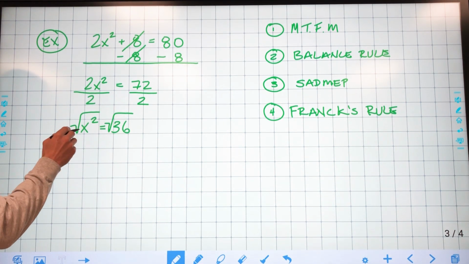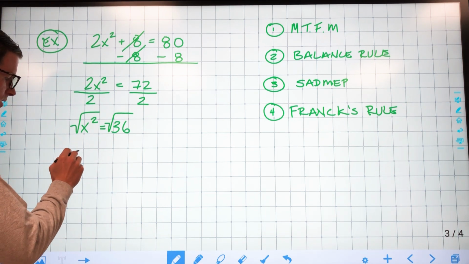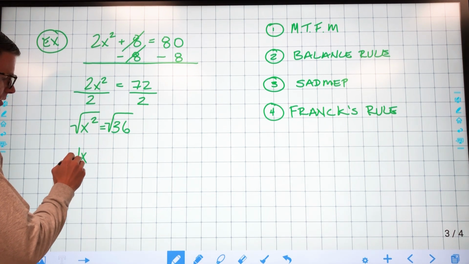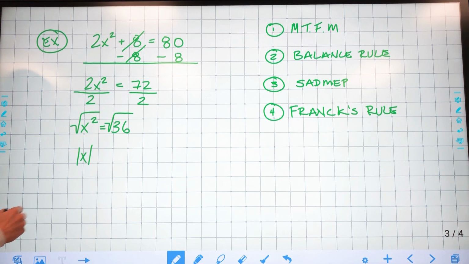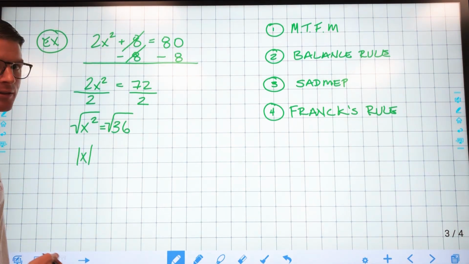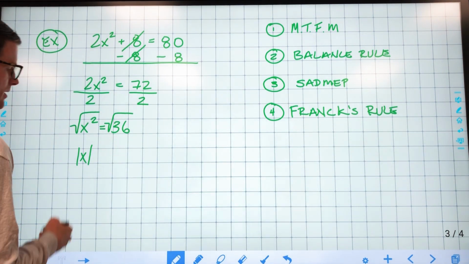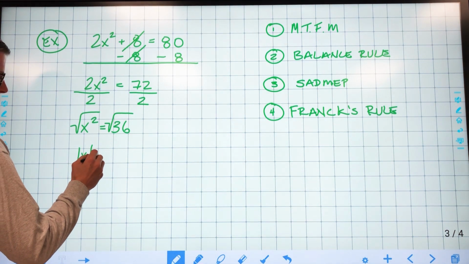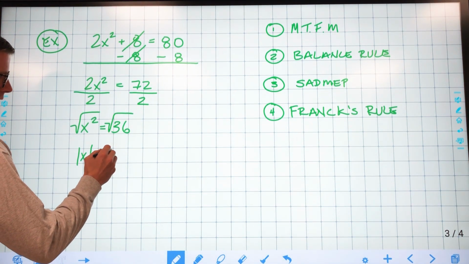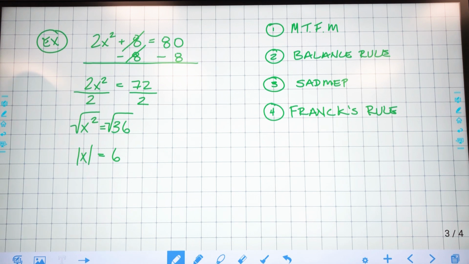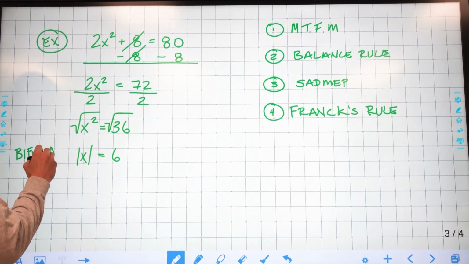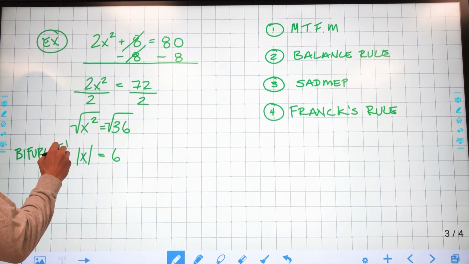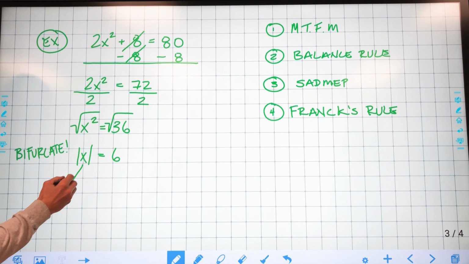So remember, the square root of x squared is no longer just x now. It's the absolute value of x. So this 2 tells me that there's going to be 2 answers. The absolute value of x equals the square root of 36, which is 6. Okay, bifurcate. Mr. Kubik loves this word. If you can remember this for next year, you're going to be in good shape. So I'm going to split this into 2 possible solutions.